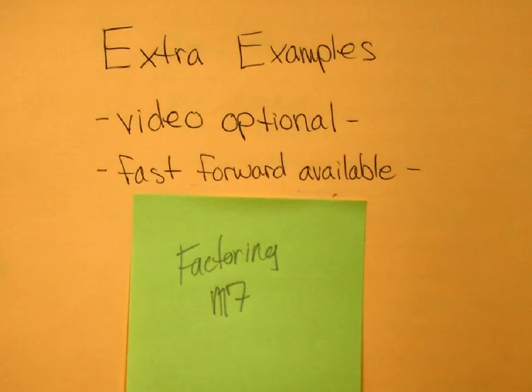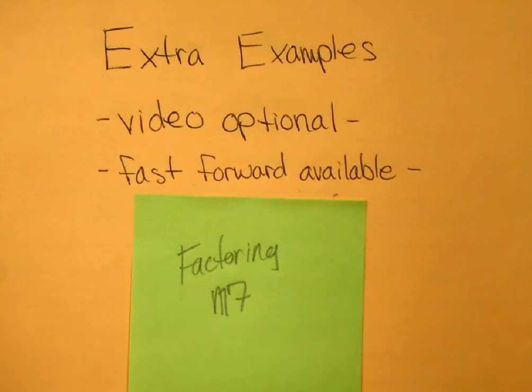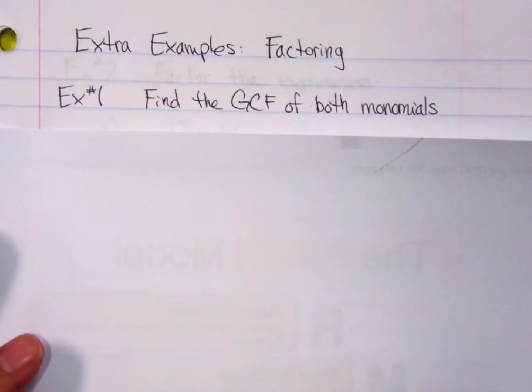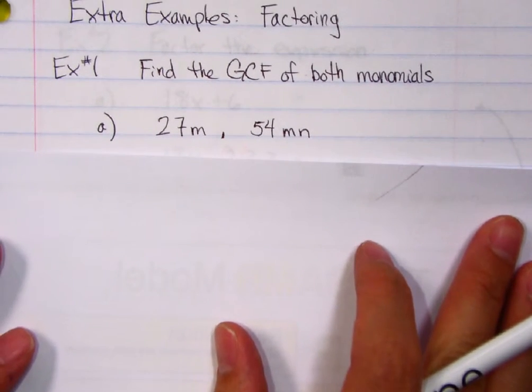All right, we've got some extra examples. Video is optional and you can fast forward, okay? This is for factoring, Math 7. All right, we're going to find the GCF for both monomials. So here's some more examples. We'll start off with the easy type.